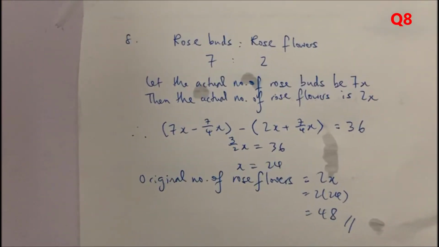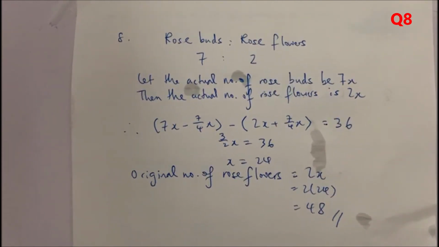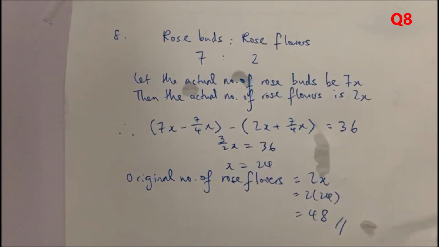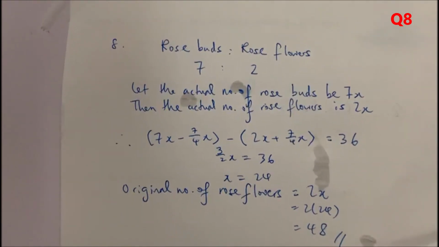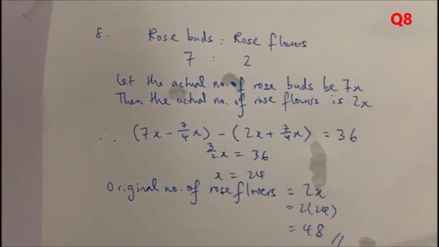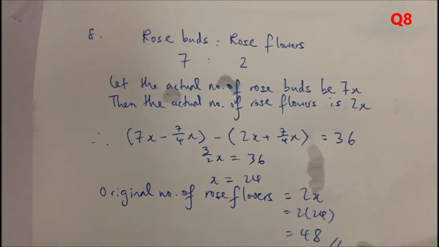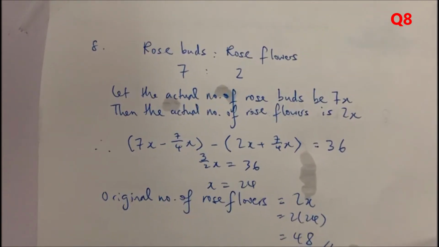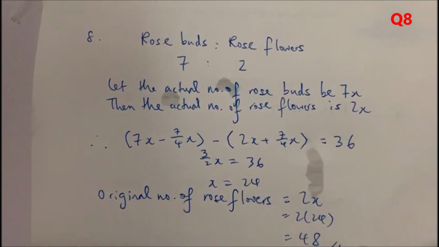Hello everyone, this is Mr. Ko here. So now I'm explaining question 8 from Broderick Paper 1. The question is asking you to find the original number of rose flowers. So now, based on the ratio that is given, the ratio of the rose buds to the rose flowers is 7:2.